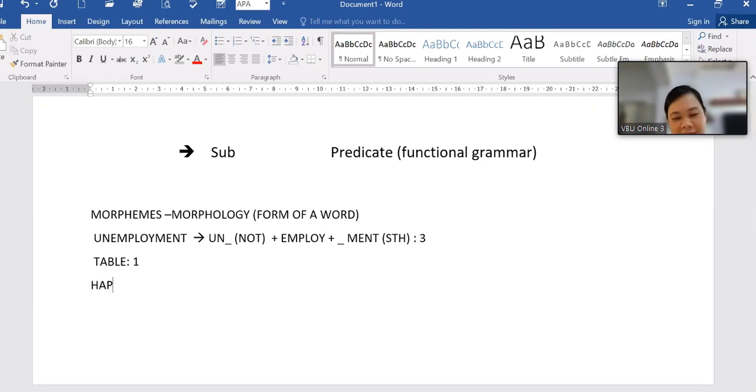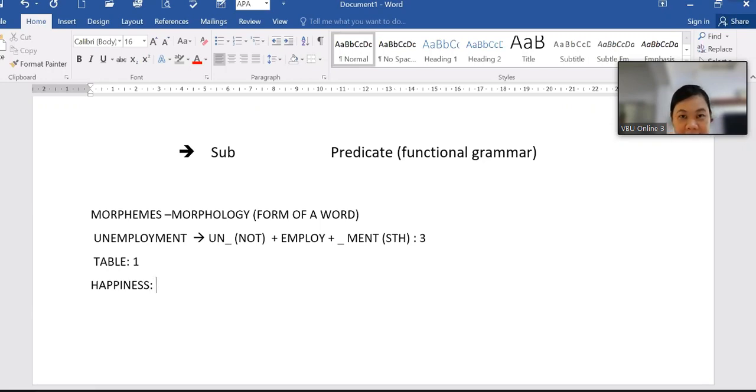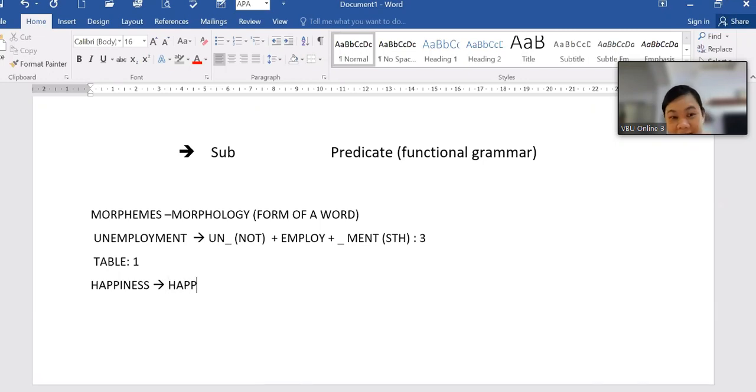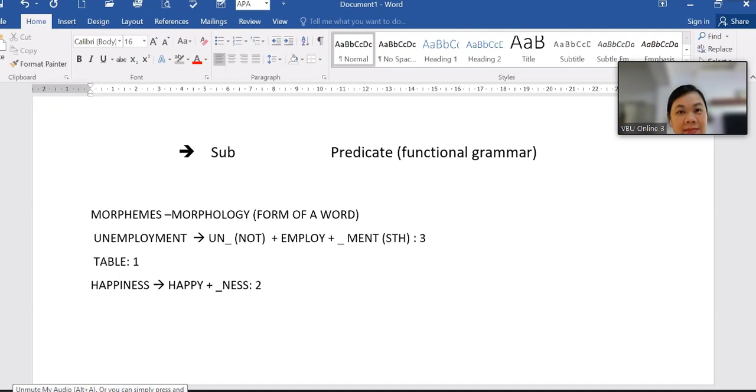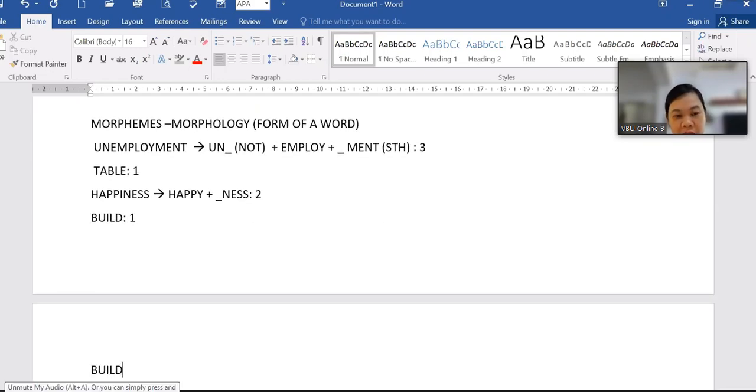So let me see. Happiness. So how many morphemes? Two. Now we analyze. Happiness, so they say happy, all right? Yes, two, good. So how many morphemes? Two morphemes. Are you clear? Can you follow me? Yes. All right. So let me see. Bill, how many morphemes? One morpheme. Yes. And what else? Builder. So how many morphemes? Two morphemes. All right. Now continue.